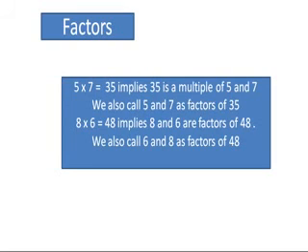So let's see here on the screen, like it is given on the screen. 5 into 7 is 35. Now 35 is the multiple of 5 and 7. What is this 5 and 7? They are the factors of 35. Similarly, 8 into 6 equals to 48. We know 8 6 are 48. Implies 8 and 6 are factors of 48.